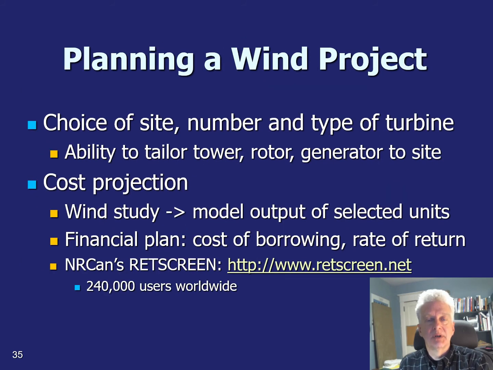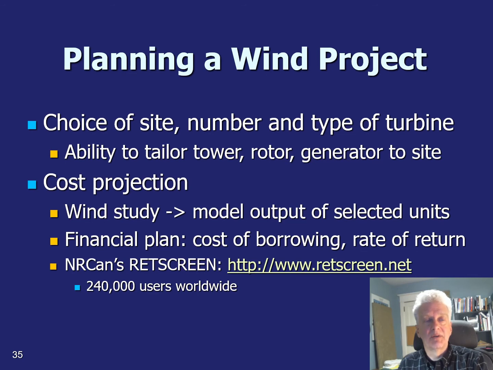Let's look at the steps in conducting a wind project. First, you're planning it. You need to look at the choice of site and the number and type of turbines that will go there. So you can tailor the height of towers, the size of the rotor, and the model of generator to the specific site that you're going to be building in. You'll need to do a cost projection. So you begin with a wind study where you model the output of the selected area, and then possibly do an in-site measurement study where you put an anemometer in, track the data over the course of a year or two, then verify what the model was predicting for you.